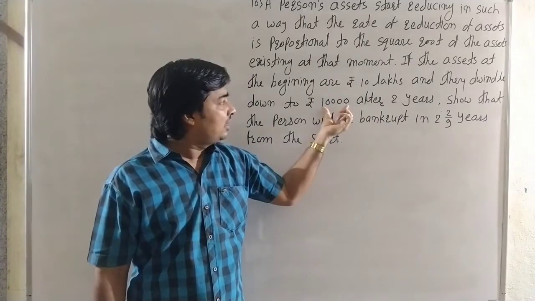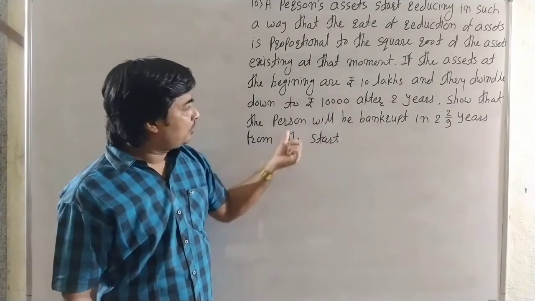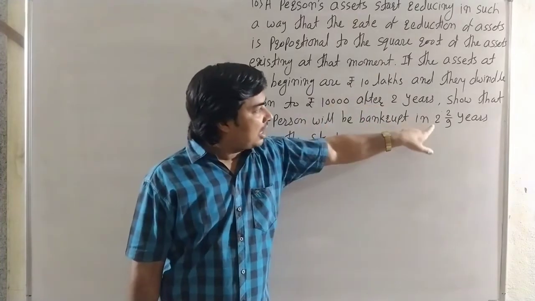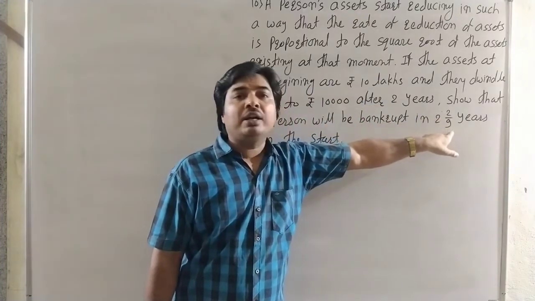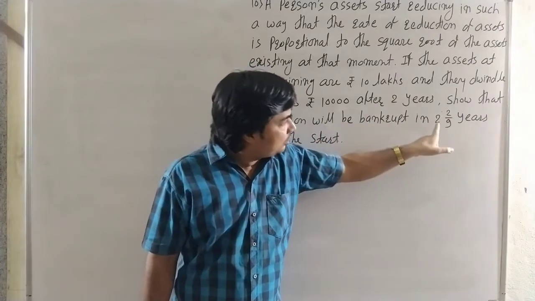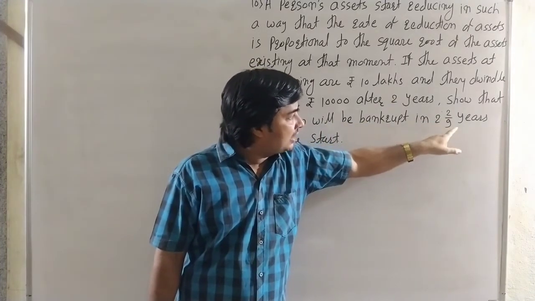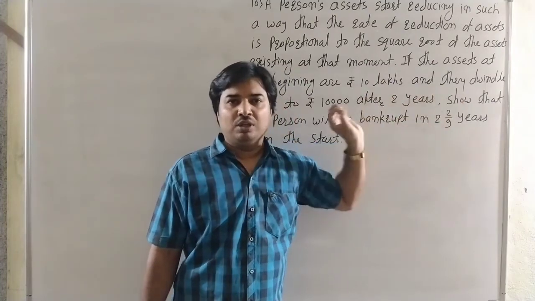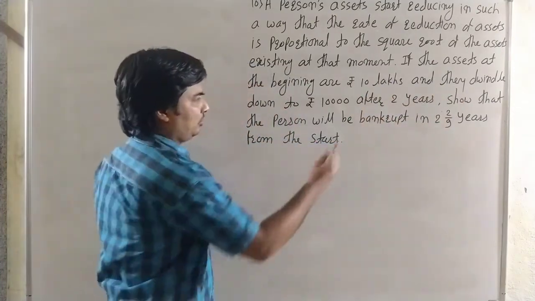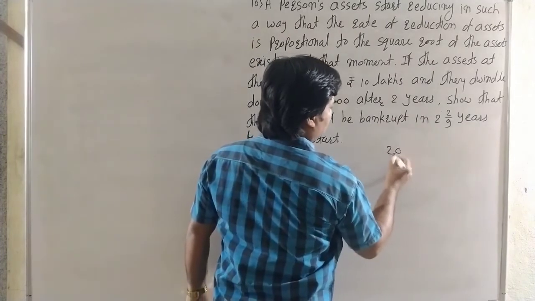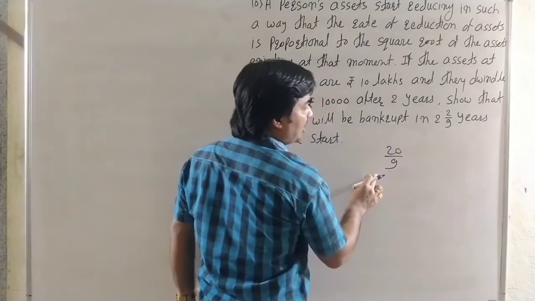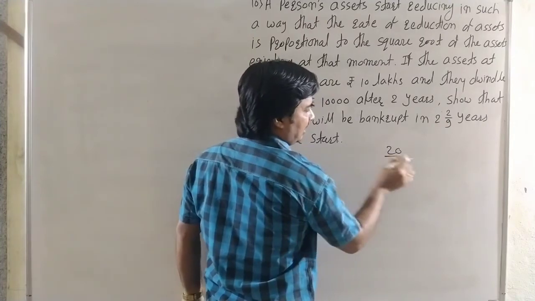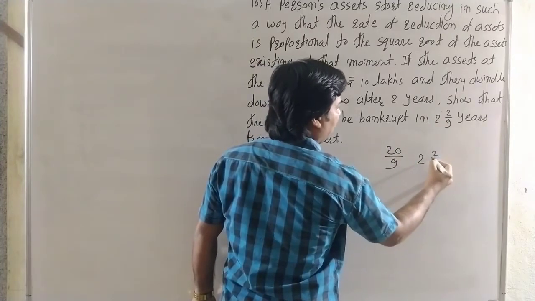After 2 years it is 10,000, and we want to show that a person will be bankrupt, that means the bank balance is 0 after 2 and 2 by 9 years. Here 2 by 2 and 9 years, that means 2 into 9, it is 18 plus 2, that is 20 by 9. This 20 by 9 we can write in the form of this. We want to show that it is 20 by 9 years. When we divide by 9, it is 18, that means division 2, remainder, and it is a divisor.